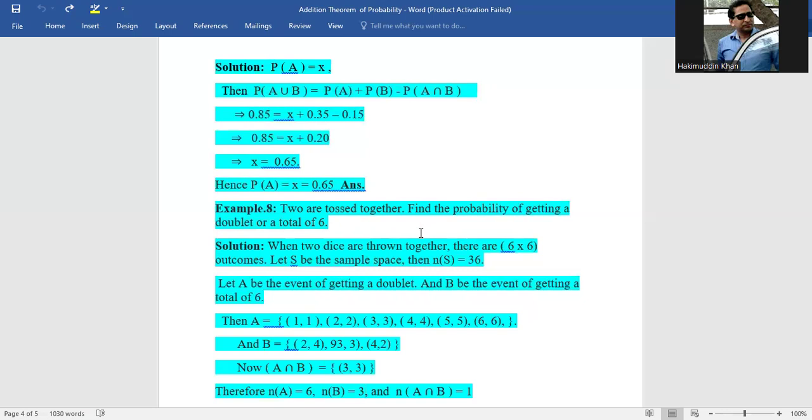Two coins are tossed together. Here the word coins is missing. Okay, it's a typing error, typo error. Okay, remember this.